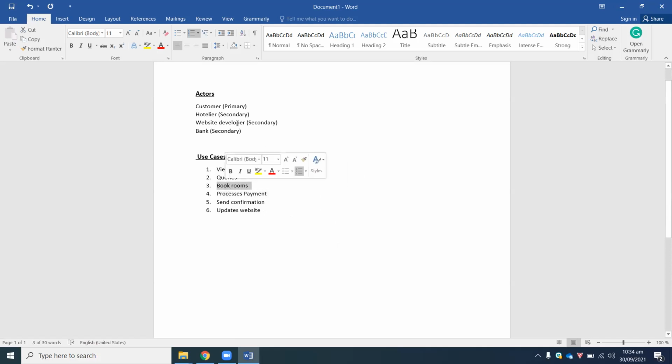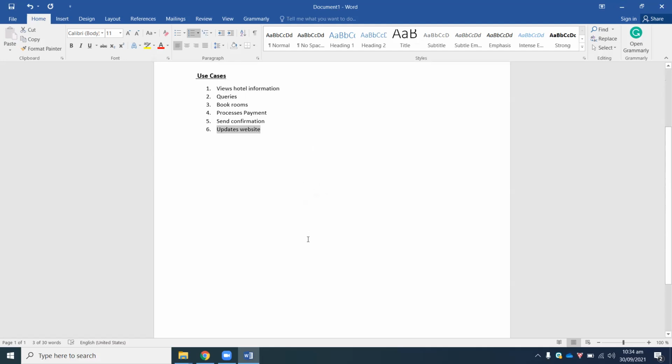Book a room, that's where the hotelier and the customer interact. Queries again, that's where the customer will send in a query, and the hotelier or the hotel will correspond. View hotel information is a single interaction, and the actor is the customer. Confirmation, that's where the hotel and the customer interact again. And update website, that's where the web developer comes in, as a secondary actor.